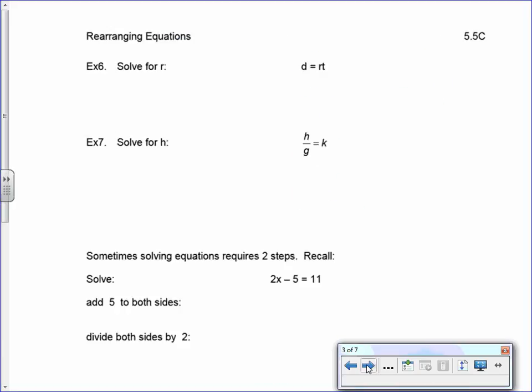Okay? All right, so here's a formula that you should have all seen before. D equals RT. What does that stand for? Anybody know? Raise your hand if you know what it stands for. 1, 2, 3, 4. Who would like to tell me what it stands for? Distance equals rate times time. It's a beautiful equation, a beautiful formula. I want you to solve it for R. Okay? What do I need to eliminate?